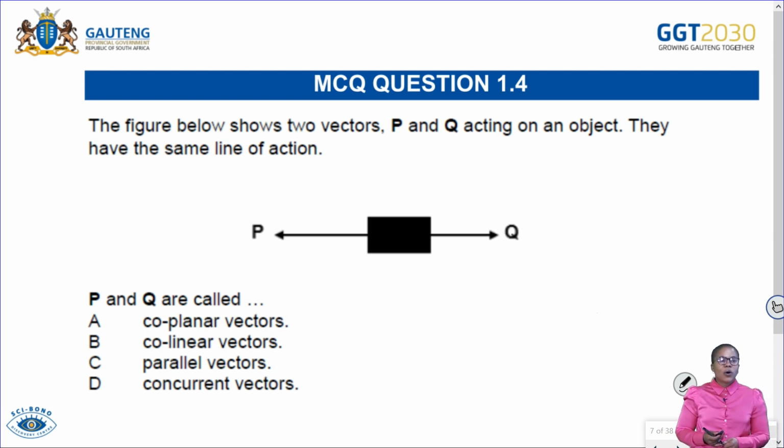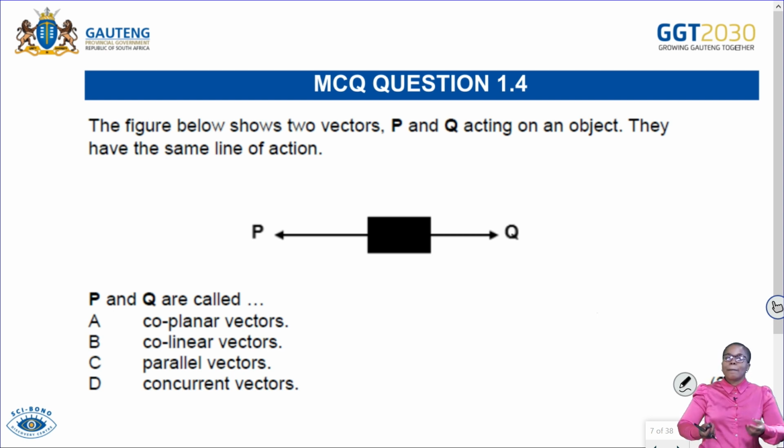1.4, the figure below shows two vectors P and Q acting on an object. They have the same line of action. Same line of action already. I will underline that statement if I were you, because it gives me the solution. It gives me the answer. P and Q are therefore called what? Is it A, coplanar, B, collinear, C, parallel vectors, or D, concurrent vectors? Don't forget the distractors that I told you about. So parallel vectors and concurrent vectors are your distractors. So you're looking for either A or B, which is coplanar or collinear.